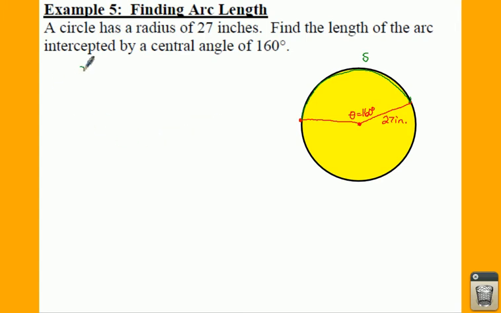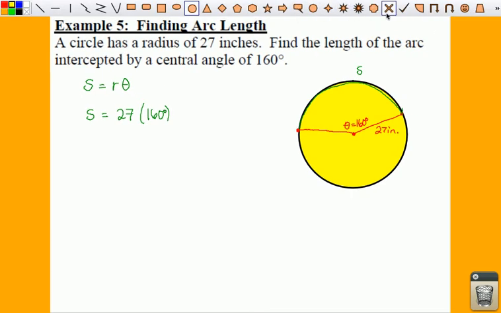So we're going to use the formula S equals R theta, and we're going to plug in some values. Now, if we're trying to find S, we know our R is going to be 27 inches. Problem is, if you multiply by 160 degrees, that doesn't make sense. You're going to take 27 inches times degrees. That is a no-no.